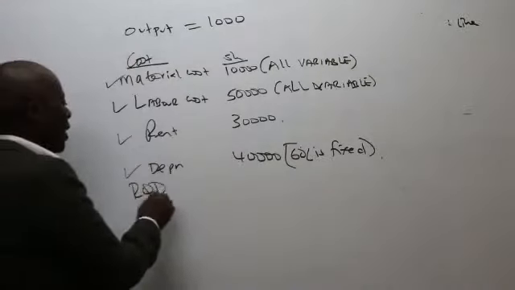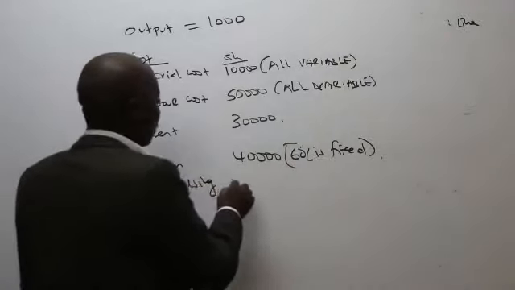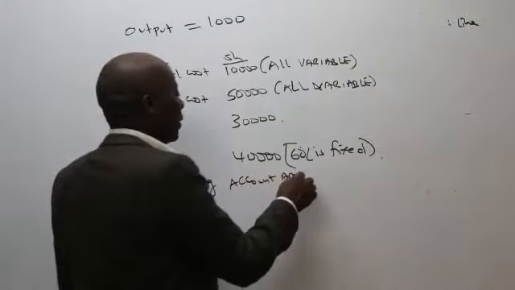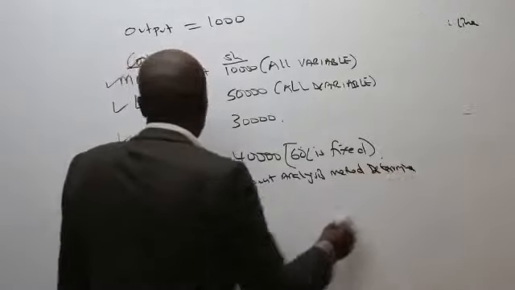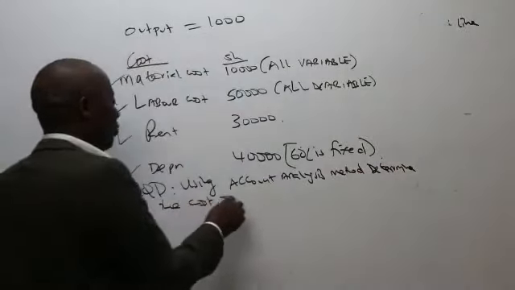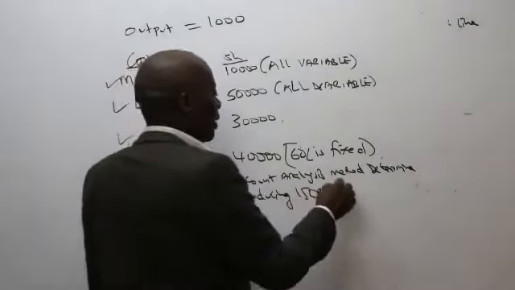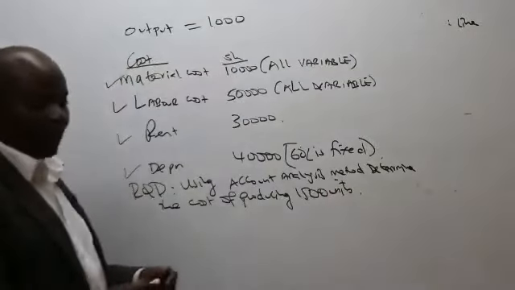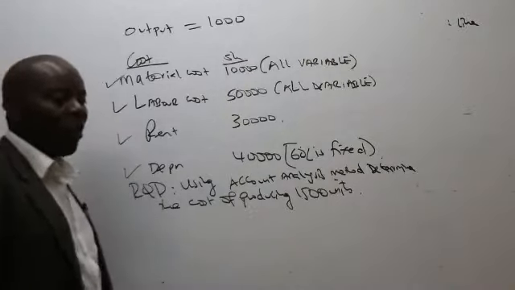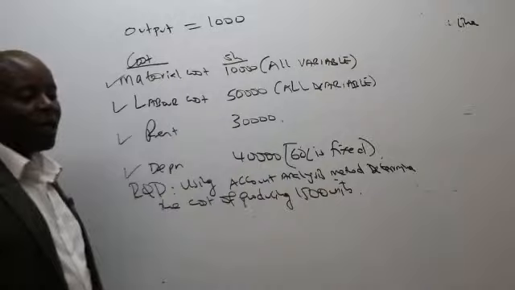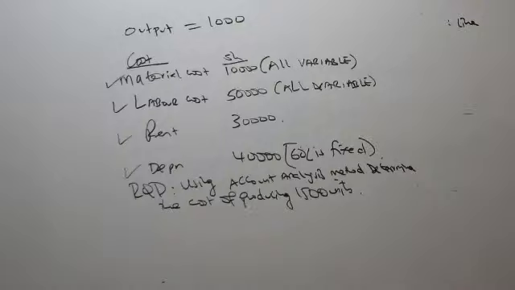So we are required to do something very simple here. Using the account analysis method, determine the cost of producing 1,500 units.